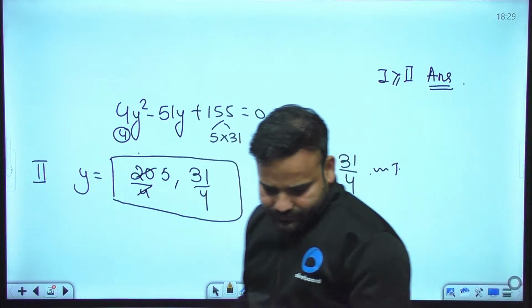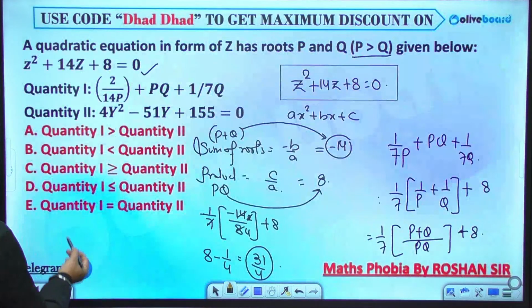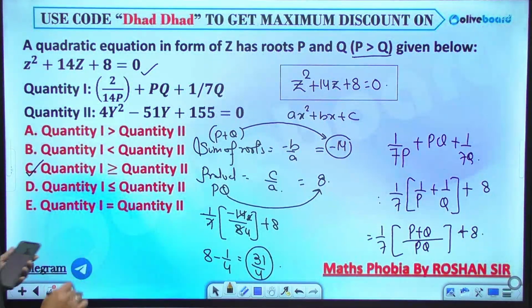Is it clear? Quantity 1 greater than equal to quantity 2. That means quantity 1 is greater than equal to quantity 2. Option number C will be the right answer.